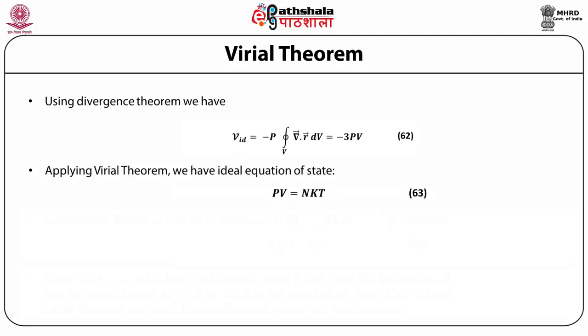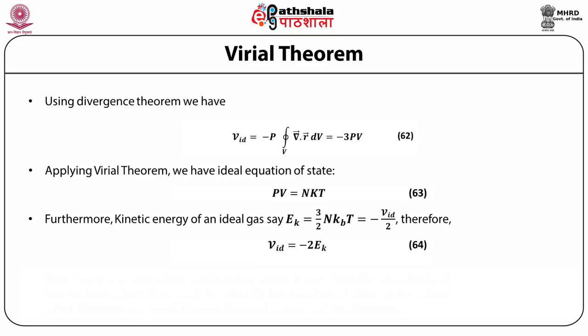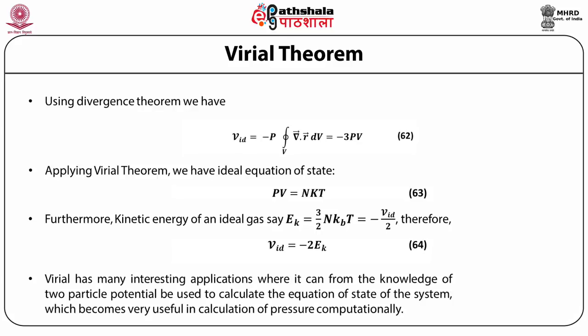Applying the virial theorem, we have the ideal equation of state PV is equal to N k T. Furthermore, the kinetic energy of an ideal gas, say E_k, is equal to 3/2 N k_B T, which is equal to minus the virial of the ideal gas divided by 2. Therefore, the virial of the ideal gas is equal to minus 2 times E_k. Please note that virial has many interesting applications, where from the knowledge of the two-particle potential it can be used to calculate the equation of state of the system, which becomes very useful in the computational calculation of pressure.